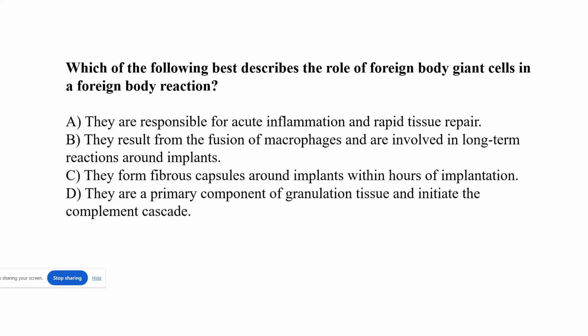Okay, the correct answer would be option B. They result from the fusion of macrophages and are involved in long term reactions around implants. Since these macrophages are really small, when there is an implant around them, they can't engulf the entire implant, so they start fusing and it forms a foreign body giant cell.